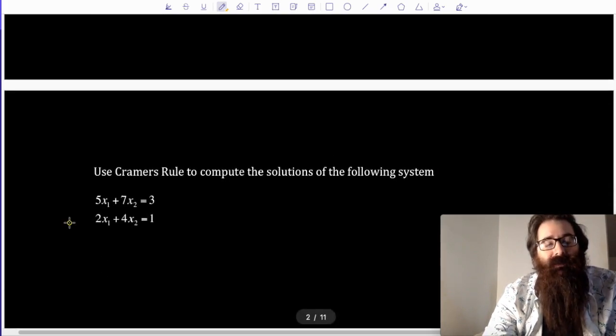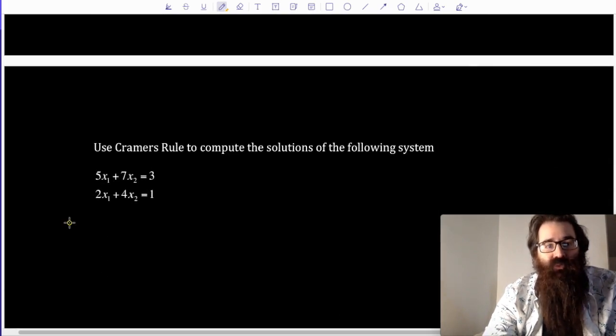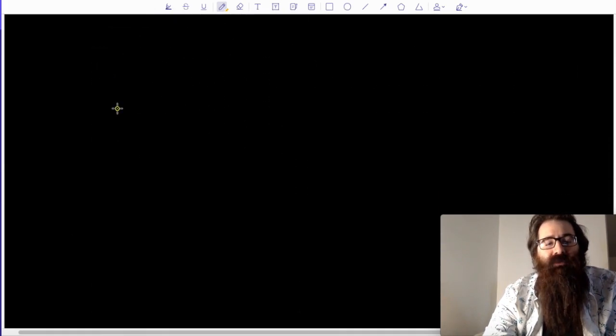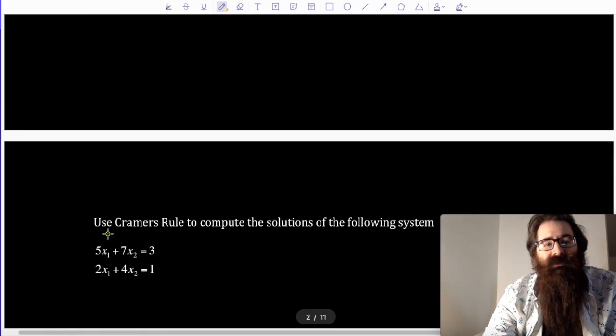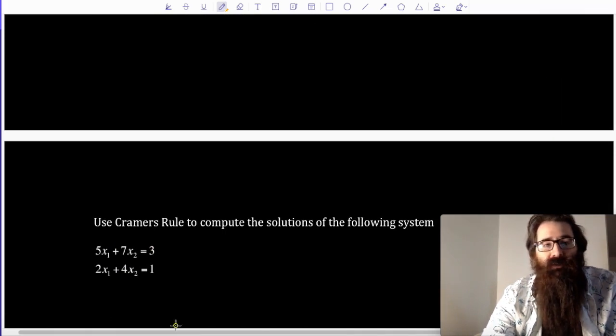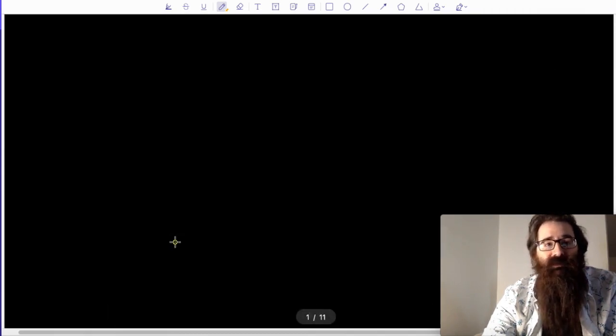Let's take a look at this example of Cramer's rule that we have here. Let me just refresh what we're saying. The system that we're going to start with has a 2 by 2 coefficient matrix. We have a vector in R2 that we're going to be working with. And the solution should be for x1 and x2, so we're looking for two pieces to the solution.